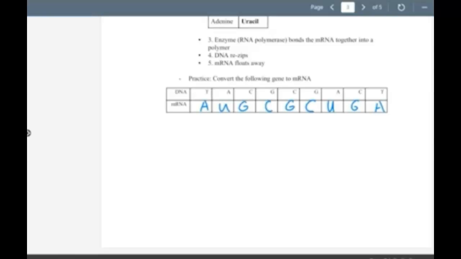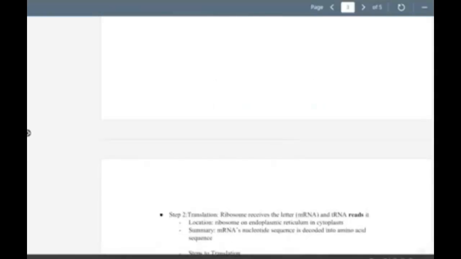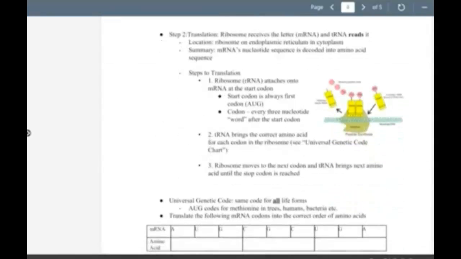Right. T with A, with U, when we talk about RNA. So it's a little bit tricky to remember. Okay, we're motoring. Step 2.